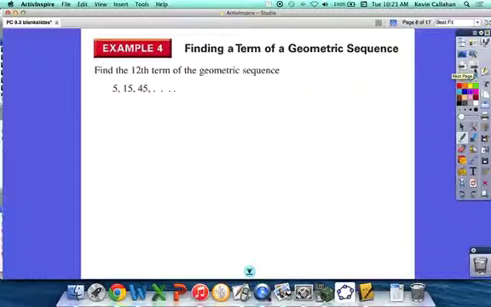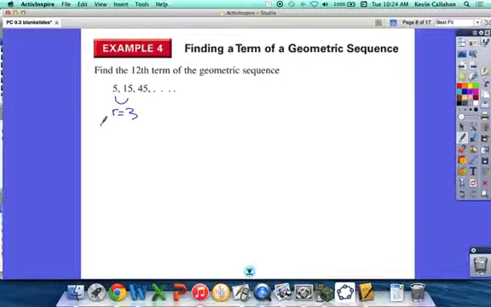Find the 12th term of the geometric sequence. This is a pretty easy bunch of numbers, no decimals involved here, no fractions. If it's geometric, what's the common ratio? It looks like it's 3, so r equals 3. So you could definitely just multiply each one by 3, do it another 9 times, and you'd get it.